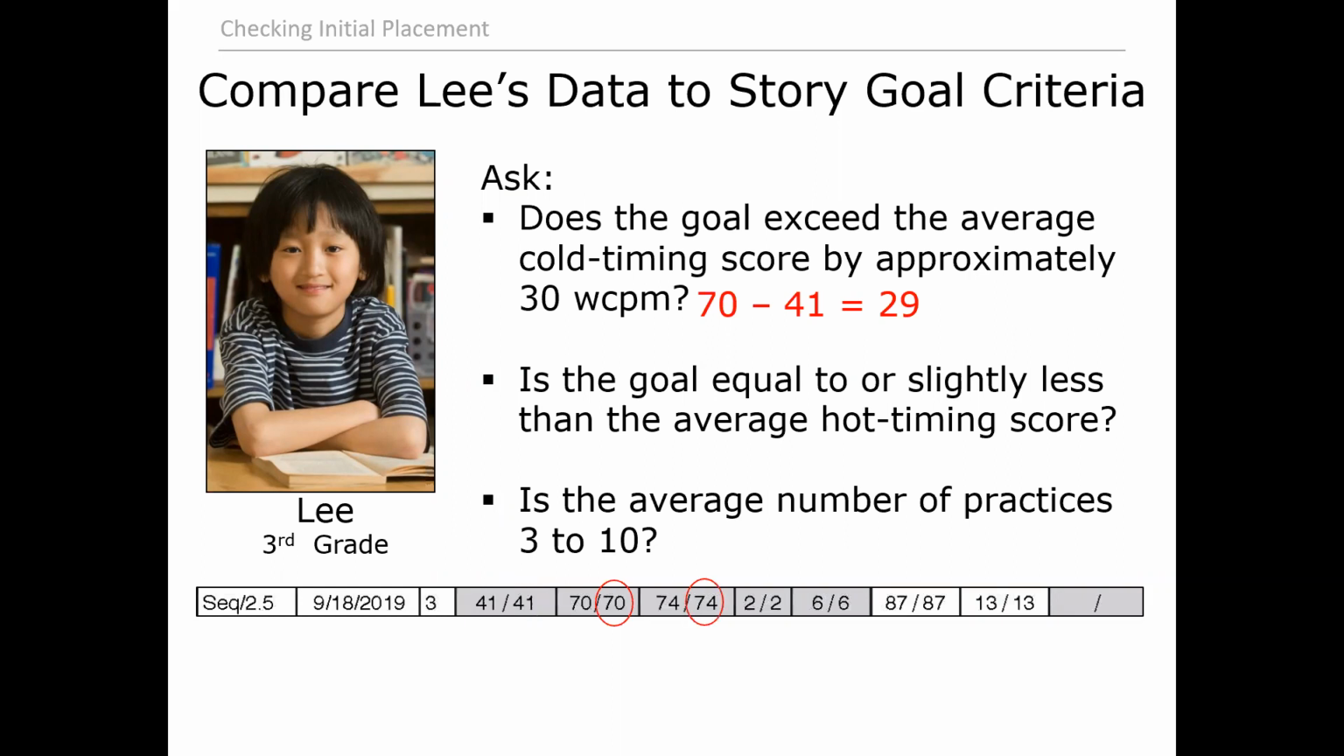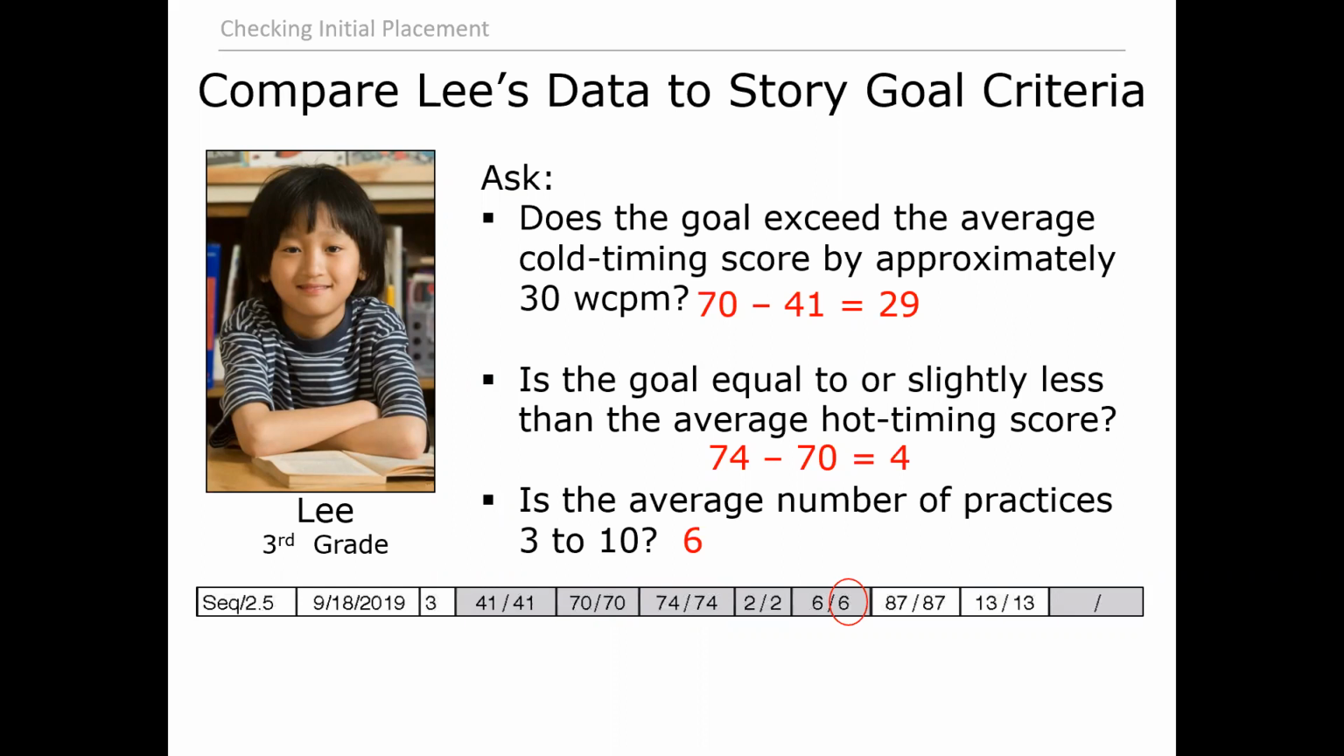The next thing I want to know, is the goal equal to or just a little bit less than his average hot timing score? So the difference between his goal and his hot timing score now is 4. That is appropriate. It's a single digit difference. If it's a single digit difference, it's good for that question. Once you get into 10 or more word difference, that's when you are thinking maybe it's too easy. And then our last question, how many times does he practice? He's practicing 6, so that seems appropriate.